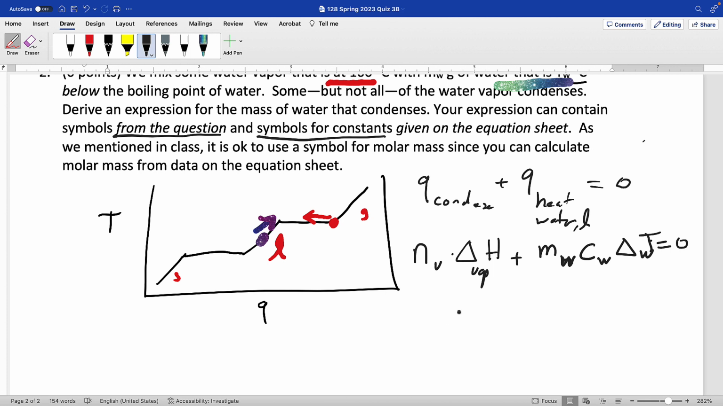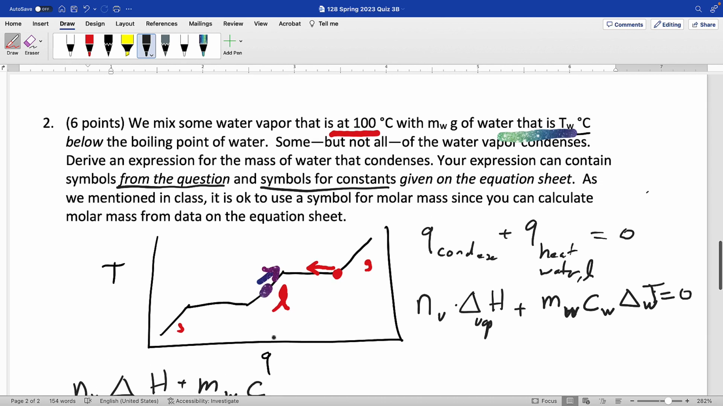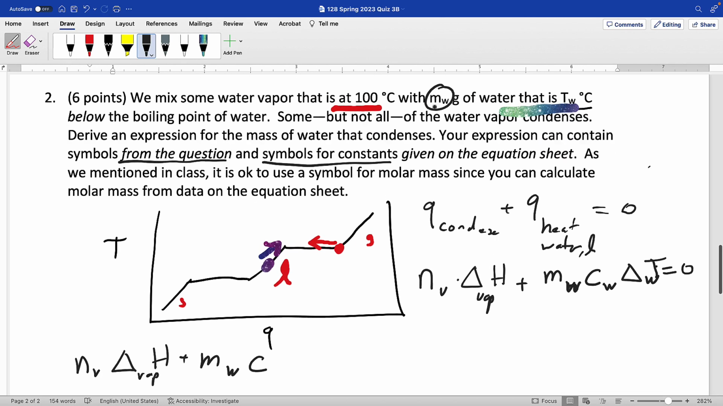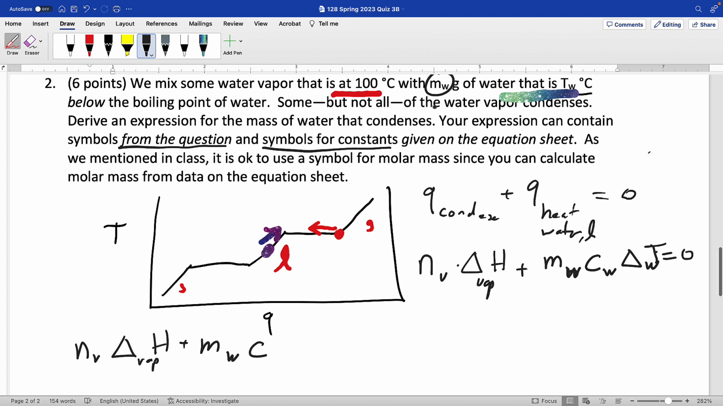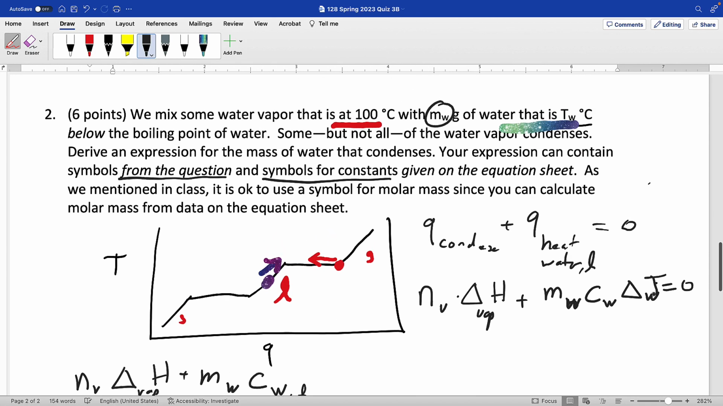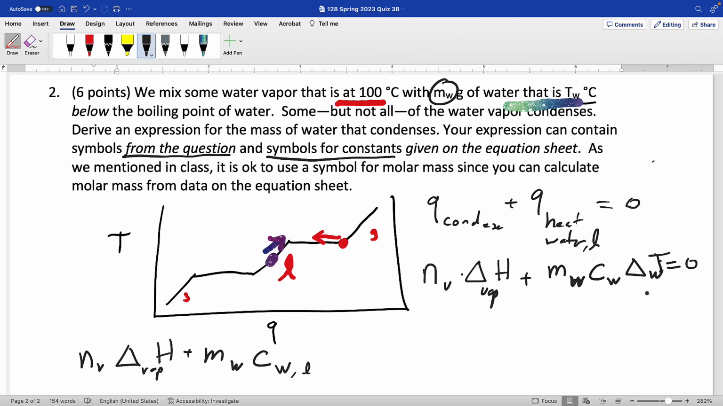So let's see if we can fix this here. So we start, I'm just going to rewrite it over here. We've got N vapor times delta H of vaporization plus, now when we look at this, we're like, wait a minute, the mass of water was given in the problem, right? We said we had some mass of water, and the delta H of vaporization is given on the equation sheet, and the specific heat of liquid water is given on the equation sheet. But delta T water, what's that?